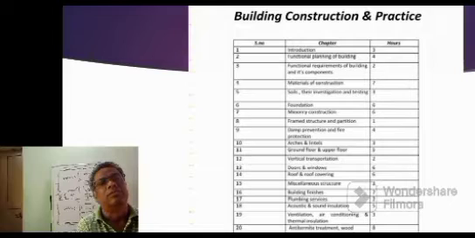So the course plan is like that. First is introduction, that is for 3 hours almost. Then functional planning of building, that is we have to do planning before starting construction. So that is for 4 hours. Functional requirement of building and its components, then it is for 2 hours. Then the requirement is material of construction, the materials required for construction, that is for 7 hours.